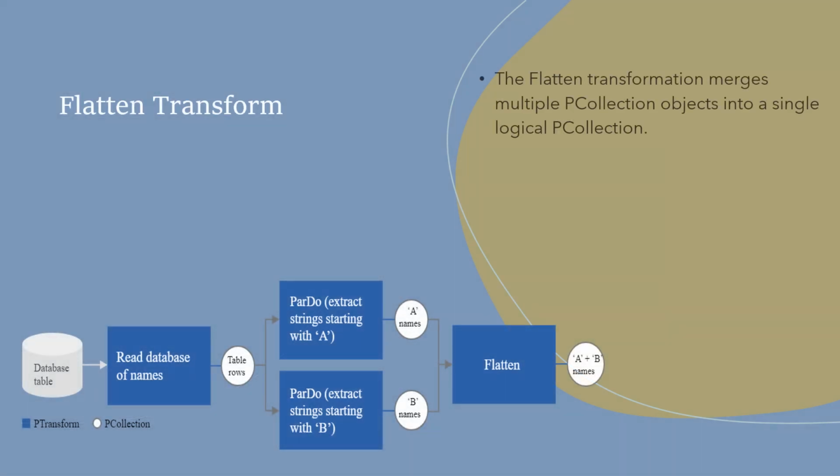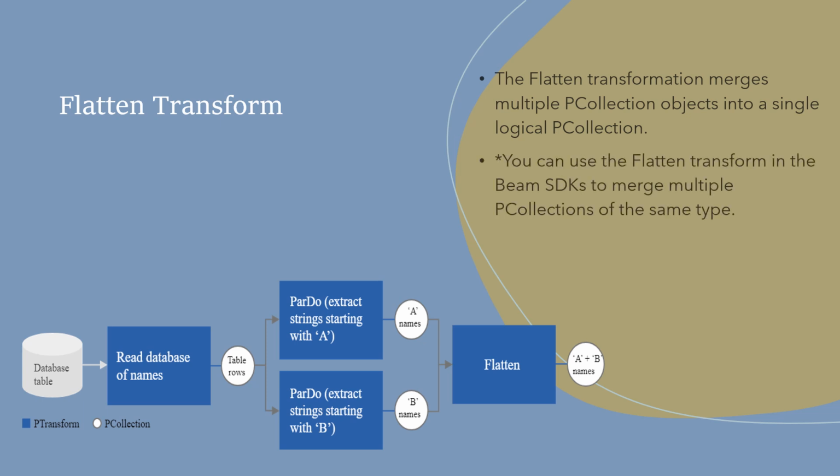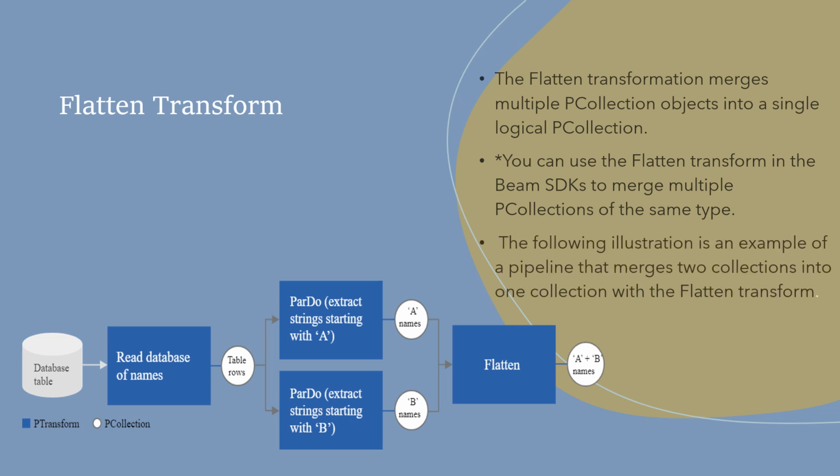The flatten transform merges multiple PCollection objects into a single logical PCollection. You can use the flatten transform to merge multiple PCollections of the same type. The following illustration is an example of a pipeline that merges two PCollections into one PCollection with the flatten transform. In this example, the ParDo transform has output two PCollections from a database of names, A names and B names. The flatten transform merges the two PCollections into a single PCollection, A and B names.